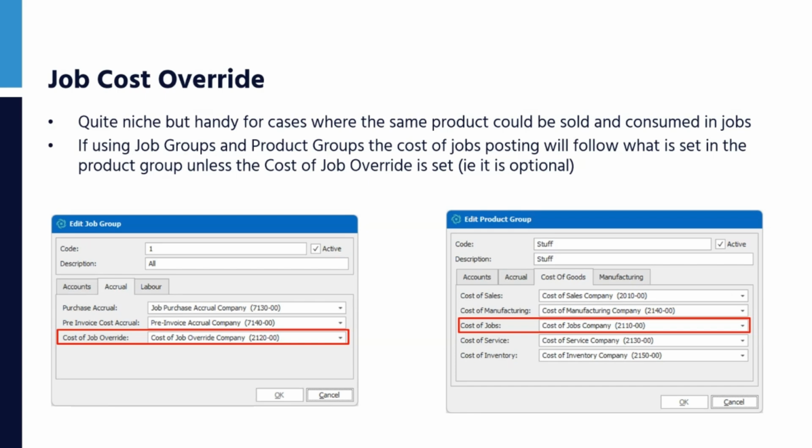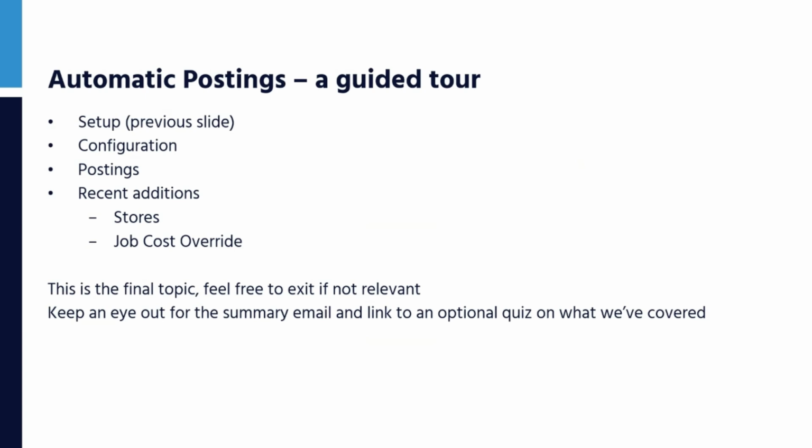Essentially it's optional. If you don't specify a cost of job override, you can leave that blank. You can right click and clear it if it's something you don't want to use. What will happen is, when a posting occurs that would ordinarily use the cost of jobs in your product group, instead it will use the job cost override, or the cost of job override. Again, very niche, but just thought we'd mention that one.